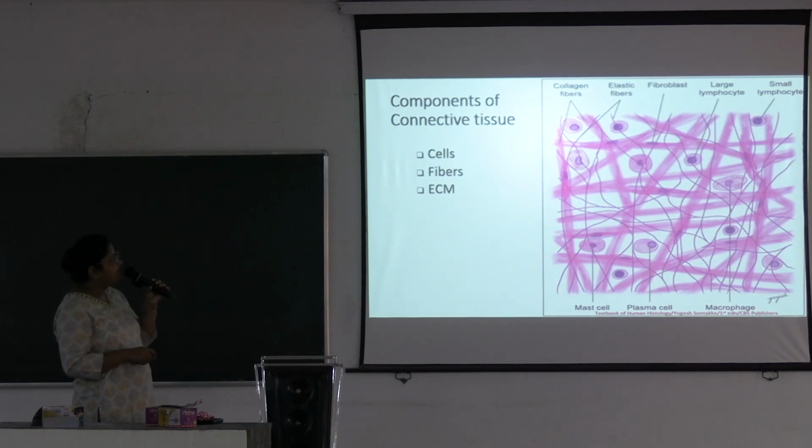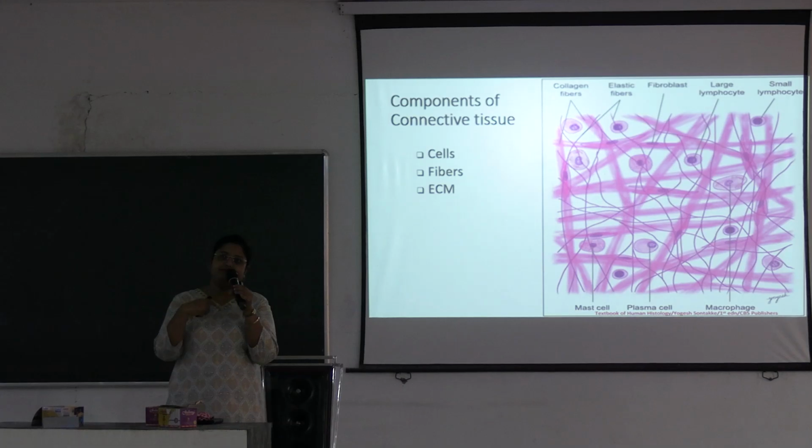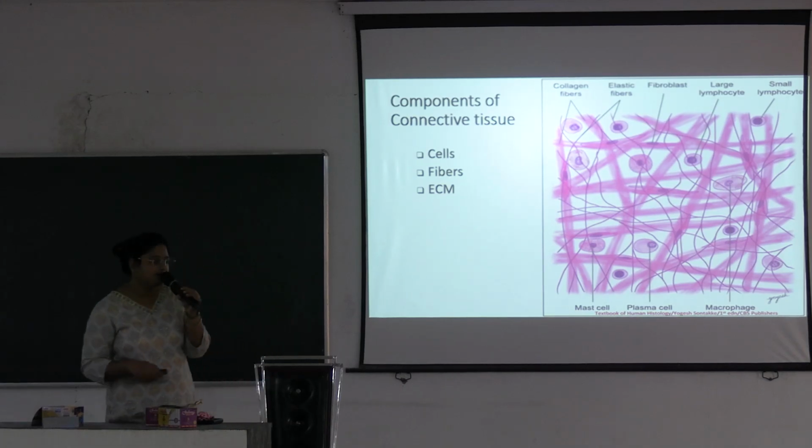And different types of cells are present, you can see. See, this one is lymphocyte, here is one plasma cell, mast cell, macrophage, okay. This is one fibroblast that has been shown. Fibroblasts are embedded within the collagen fiber bundles. And different types of lymphocytes, small lymphocyte, large lymphocyte. Large lymphocyte have more cytoplasm than the small lymphocytes, okay.